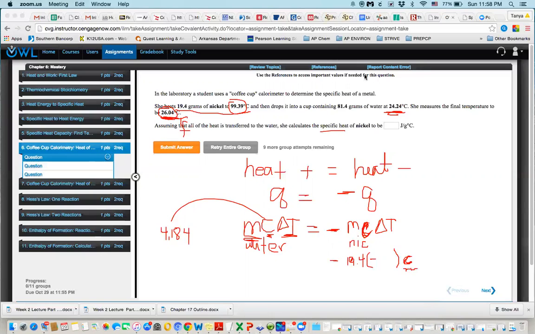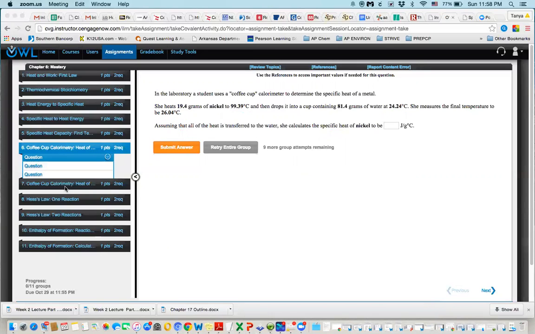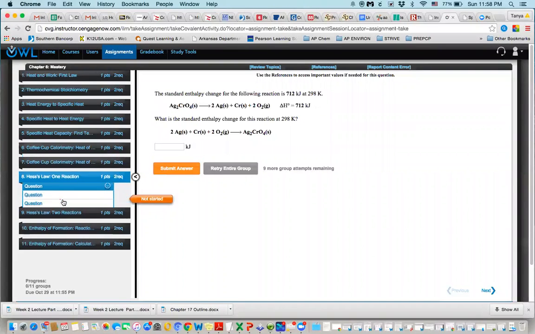Okay, let's look at another type of problem that you're encountering, a Hess's Law type problem. In a Hess's Law problem, we've got a situation that looks like this. They have the standard enthalpy change for this reaction is 712 kilojoules at 298. So they gave you a delta H. That really should say kilojoules per mole of reaction.